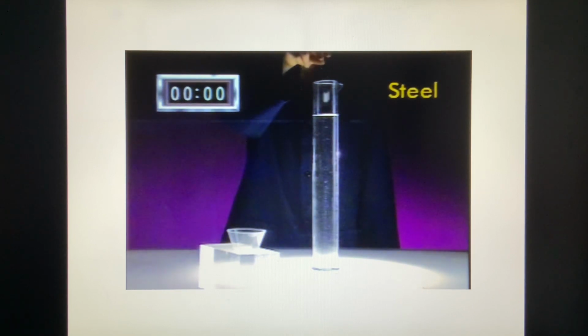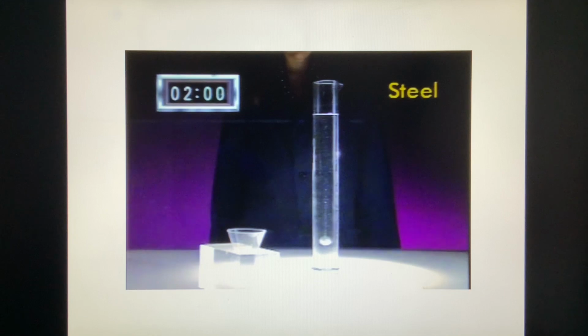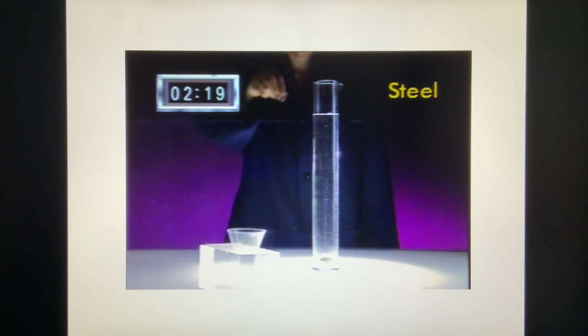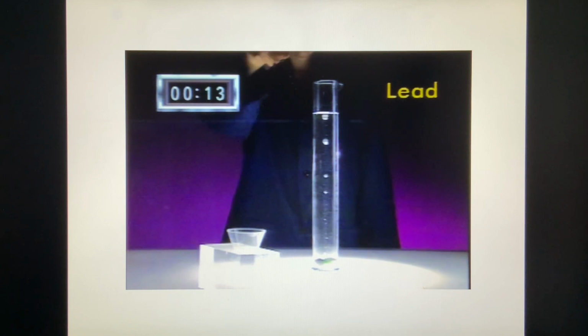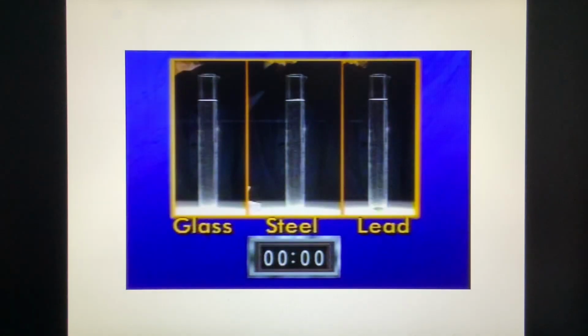Here is a heavier steel ball falling in glycerin. Here is a still heavier lead ball falling in glycerin. Here are all three balls falling side by side.